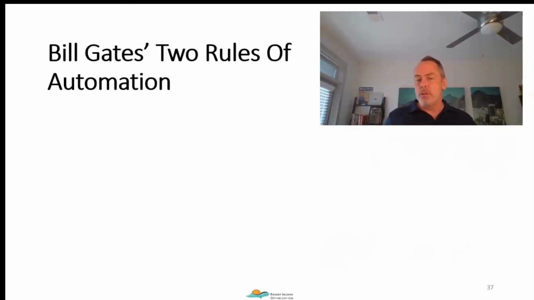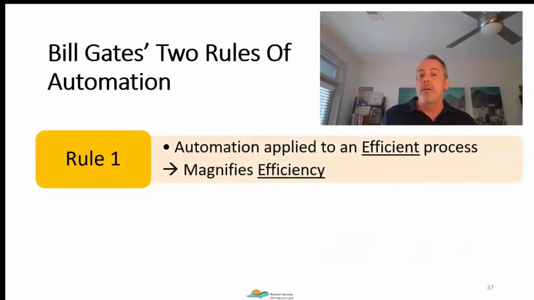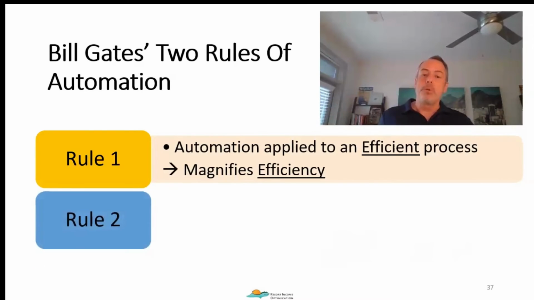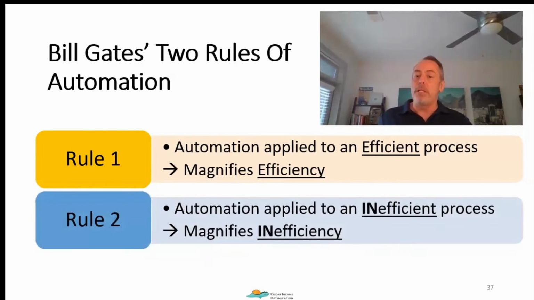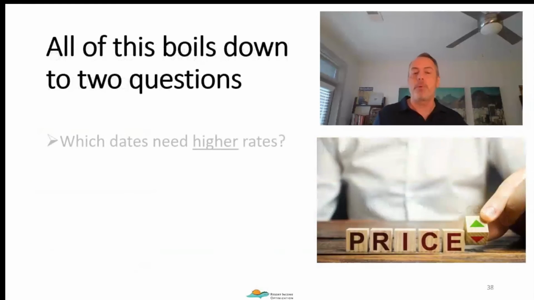And it reminded me also of Bill Gates' 2 rules of automation. The first rule is automation applied to an efficient process magnifies the efficiency. Rule 2 is that automation applied to an inefficient process will magnify the inefficiency. And I've seen this create chaos in small hotels. So automation is not always a good thing if you don't have a good process. So we kind of kept refining and improving our process.